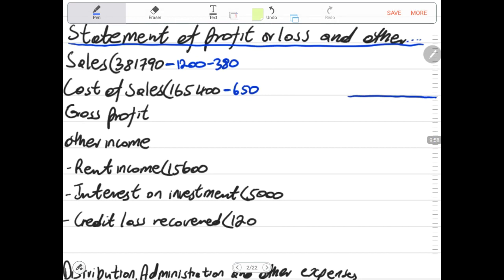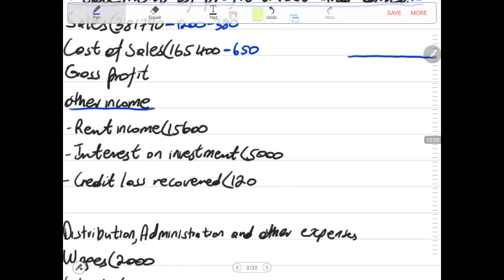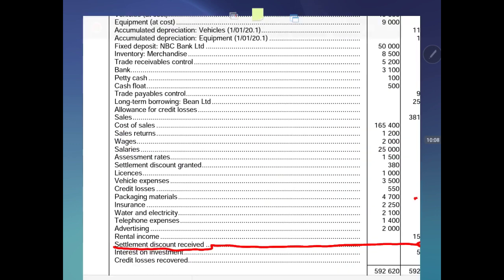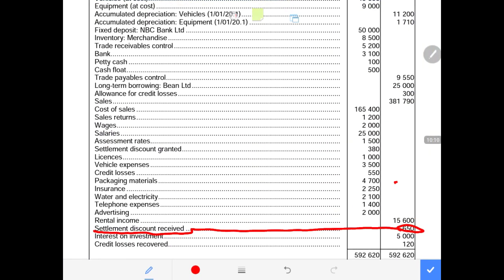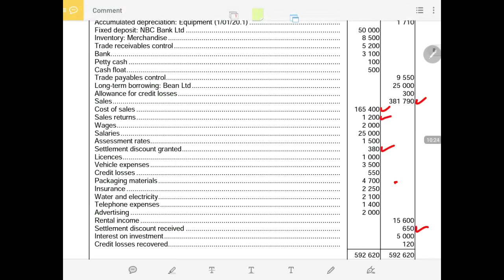Then after that we have other incomes. Under our other incomes, I want you to see all the income that we have and everything that I've done. We have recorded 1,200, recorded 380, and what else? Settlement discount received 650, already recorded.